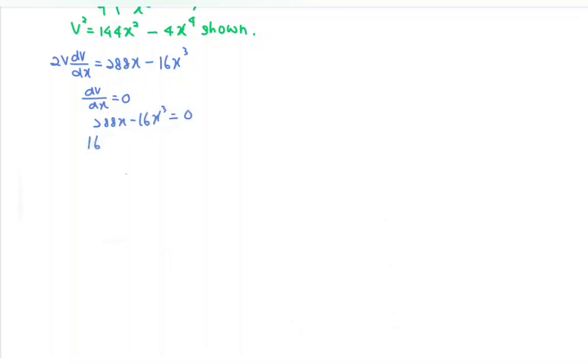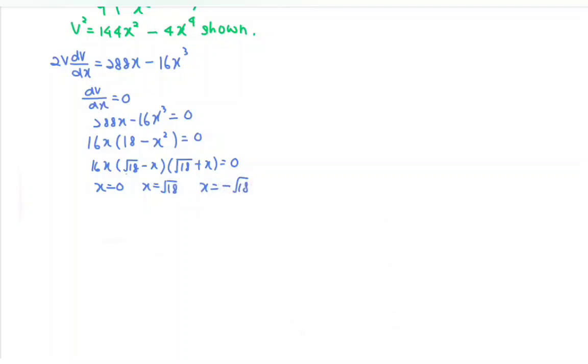Factor out the 16x, then we will have 16x bracket 18 minus x to the power of 2. So we have the square root of 18 minus x multiplied by the square root of 18 plus x equals 0. So x equals 0, x equals the square root of 18, x equals negative square root of 18.